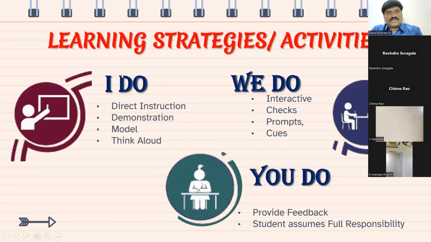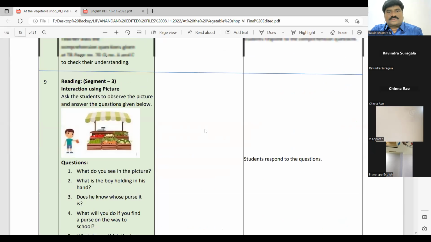SCERT has given us a lesson plan with three columns: I do, we do, and you do. Let us remember, the I do part is the teacher transaction part, so that is the teaching period. The we do and you do parts are the practice part. In the lesson plan, we don't exactly show which is the teaching period and which is the practice period, but all I do parts are teaching periods and all we do and you do parts are practice periods. Please make note of this. I'll try to show you the lesson plan to make it clear.